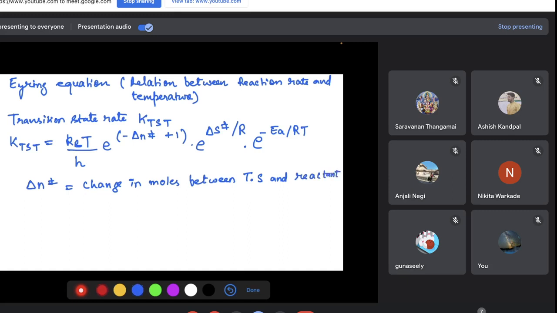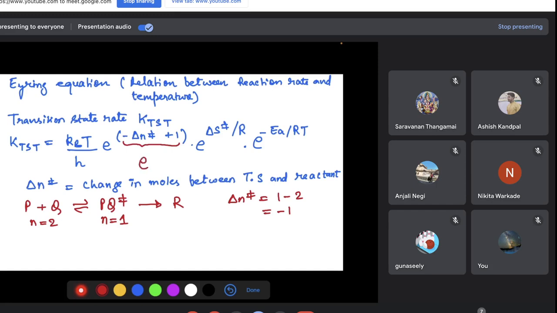For example, in the given problem, we have P plus Q. If PQ is my transition state, it gives me the product R. So here the molecularity for the transition state is 1, and the number of moles is equal to 2 on the reactant side. So my delta n dagger, the change in molecularity, becomes 1 minus 2, that is minus 1. So my exponential here becomes e to the power minus minus 1, that is plus 1 plus 1, that is e to the power 2. Correct?